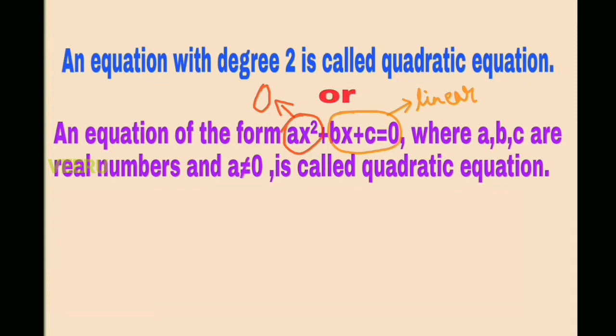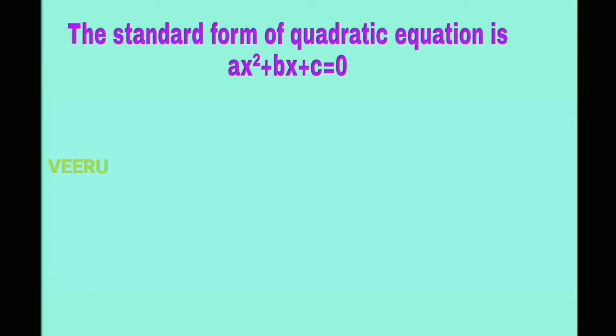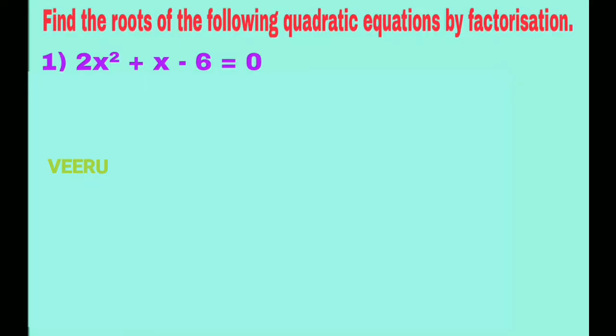These are the examples for quadratic equations. Observe that the degree is 2. The standard form of the quadratic equation is ax square plus bx plus c is equal to 0. Algebraic methods to solve quadratic equations are the factorization method, completing the square method, and formula method. First, let us discuss the factorization method.